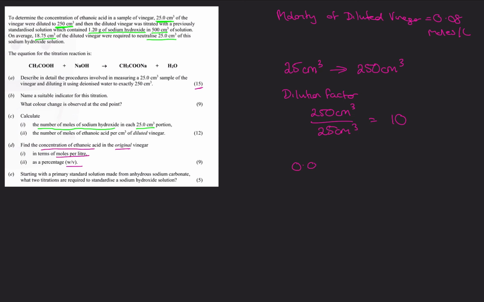So the 0.08 is the weak one, and originally it was 10 times stronger. So you'll get 0.8 moles per litre for concentrated vinegar. Okay, and that makes sense because 0.8 and 0.08, there's a factor of 10 between them. So that is the first one done, the concentration of ethanoic acid in moles per litre. So I'll wipe that one.